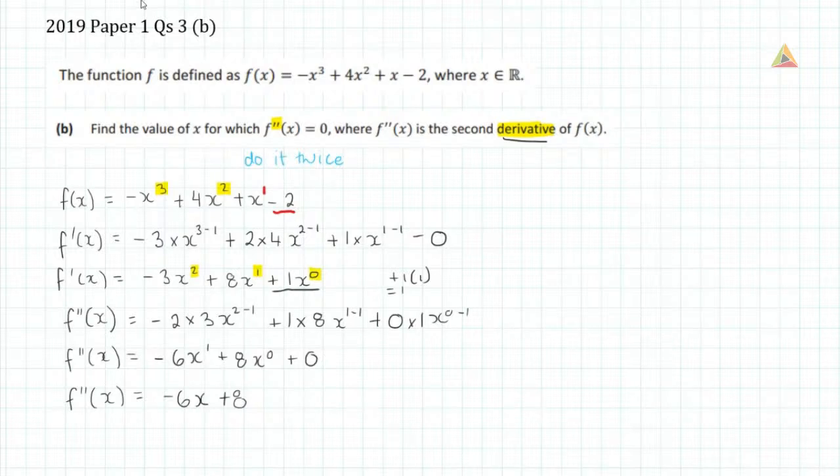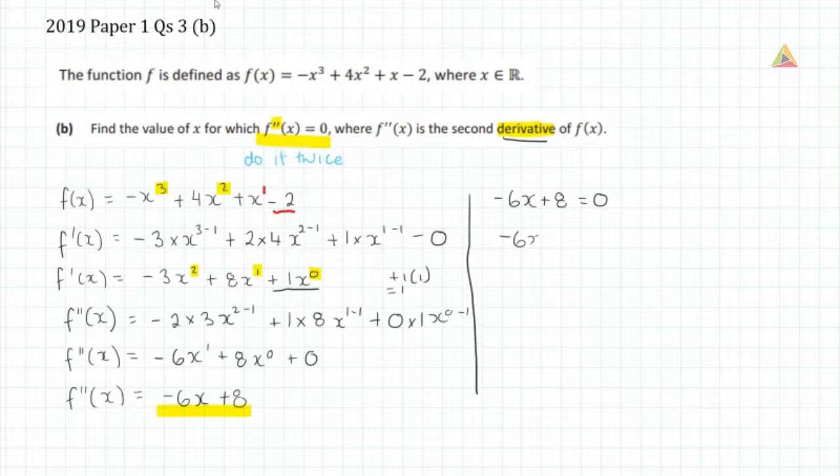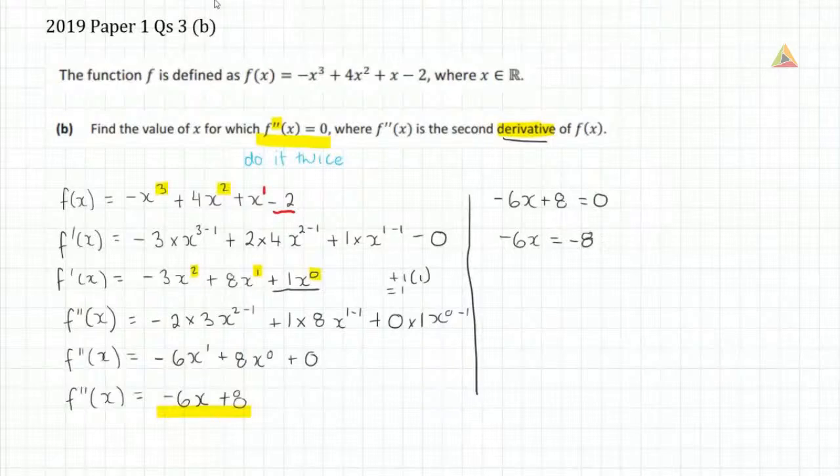So then we have to look at what the rest of the question asks me to do. So the rest of the question says, find the value of x for which it's equal to 0. So now I'm going to take this answer here and I'm going to put it equal to 0 and we're going to solve for x. So find the value of x is the same as solve for x. So minus 6x plus 8 is equal to 0. I'm going to subtract 8 from both sides and then I'm going to divide both sides by minus 6. And when I tidy that up on my calculator, I get x is equal to 4 over 3.